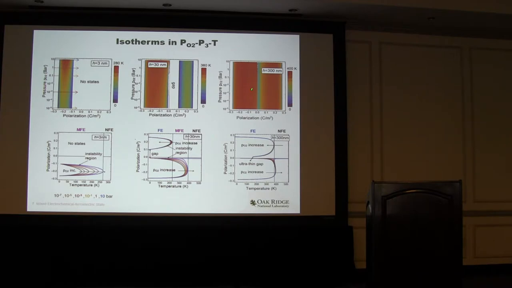If we further increase the thickness to 300 nanometers, which usually is a pretty thick film, the mixed ferroelectric state almost disappears, and clearly there are only no solutions or only two solutions separating the ferroelectric and non-ferroelectric state. So from this calculation, we can determine at a given thickness what states will disappear and what states exist based on thermodynamic calculation.